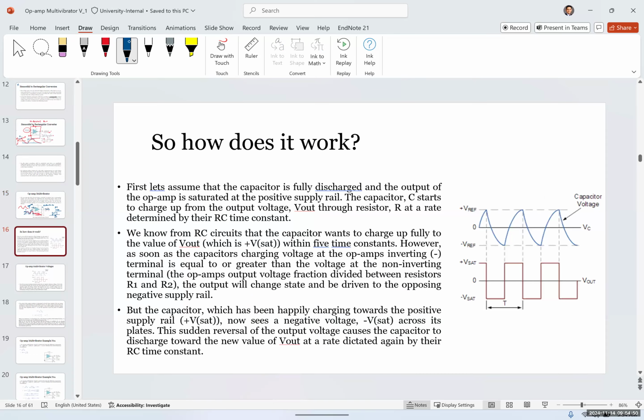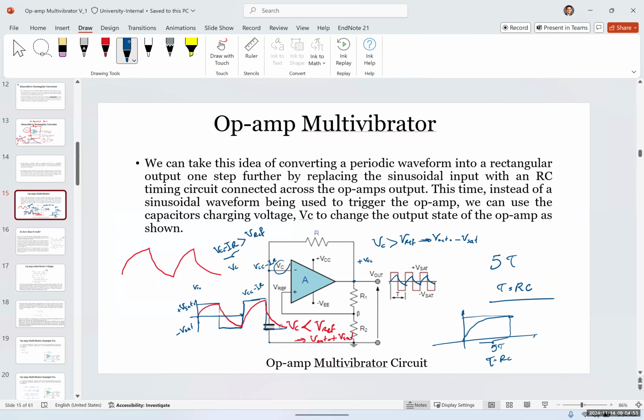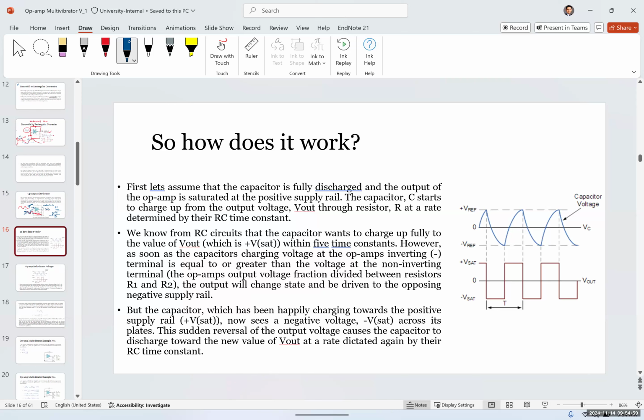And these are the explanations for the, do you want to take a picture of it? These are the explanations and the voltage of the capacitor here. You can read faster than I can. So first we will assume the capacitor is fully discharged, and the output voltage is equal to the positive saturation voltage. Then the capacitor will start charging until the voltage of the capacitor becomes greater than the reference voltage. At that point, the output voltage would switch to negative V saturation, and suddenly the output voltage that the capacitor sees is negative V saturation.